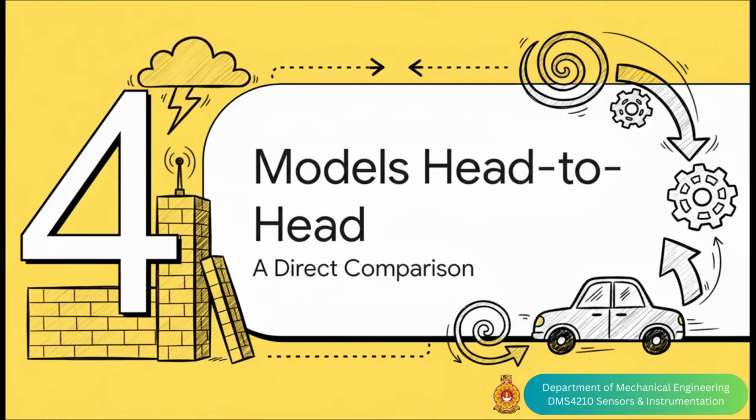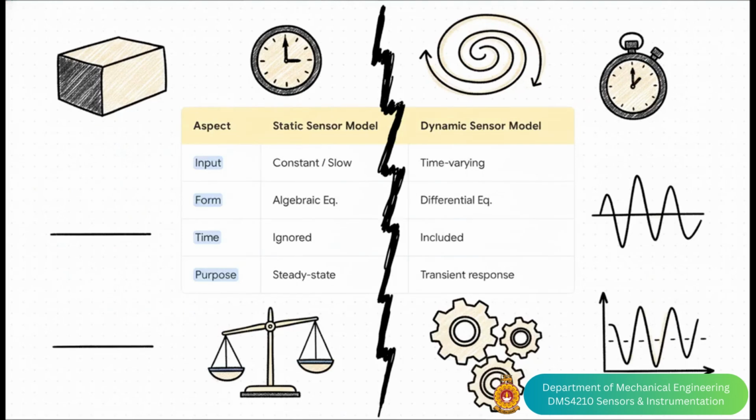Okay, so we've looked at both types. Now let's put them right next to each other to really hammer home the differences. This table really just says it all. Over on the left, with the static model, it's all about the steady state. The input is constant, the math is simple algebra, and time isn't even part of the conversation. Now look to the right. The dynamic model is all about change. The input is varying, the math is a bit more involved with those differential equations, and the whole point is to understand how the sensor responds over time.